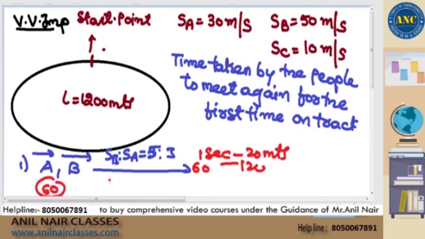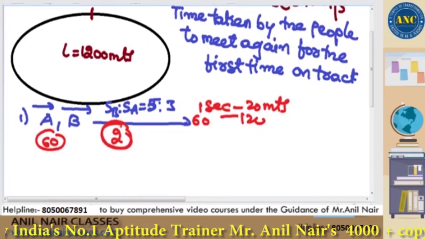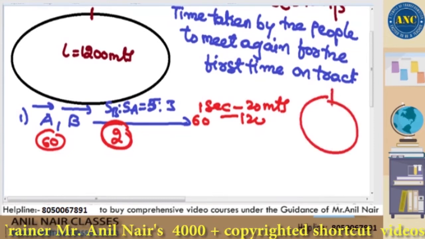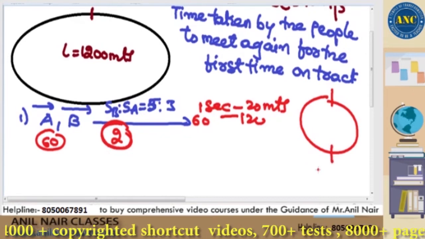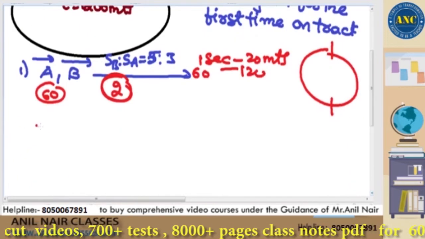And I am also doing how many meeting points are there? 2. I'll come back to this very good question which I created in mocks. They will meet after 2. There are 2 distinct meeting points. 2 distinct meeting points are nothing but the starting point and the diametrically opposite point.